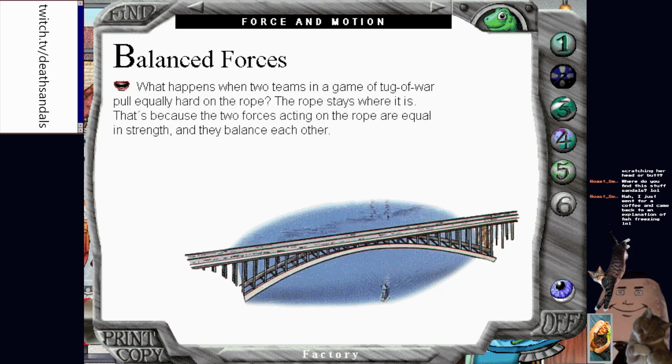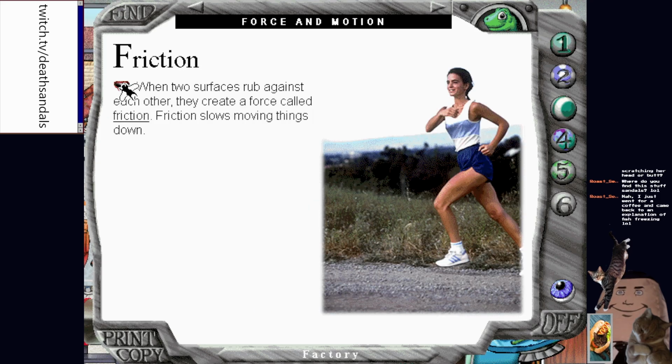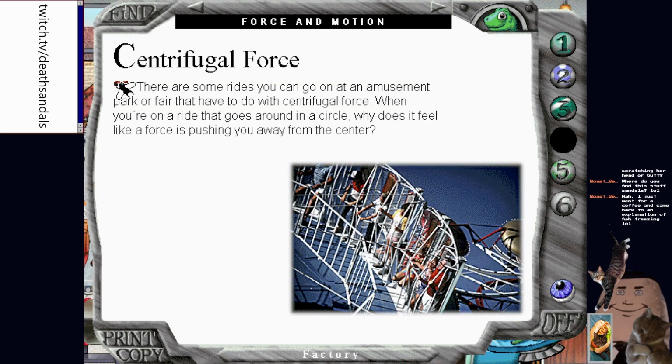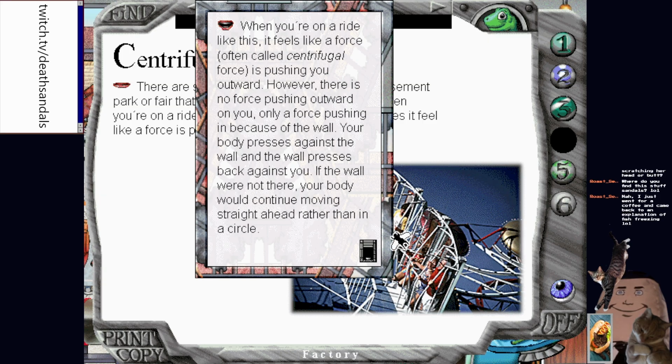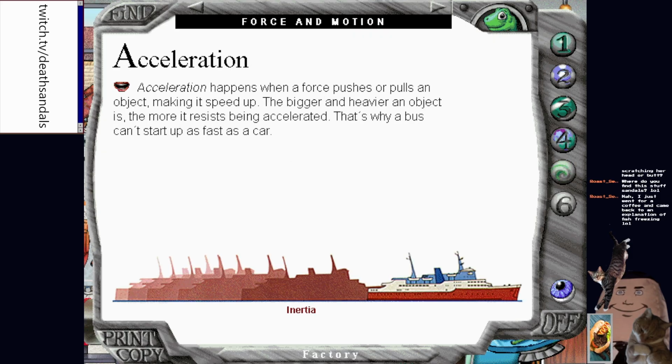Balanced forces. What happens when two teams in a game of tug-of-war pull equally hard on the rope? The rope stays where it is. That's because the two forces acting on the rope are equal. I'd like the voices just to be off by default, though. Friction. When two surfaces rub against each other, they create a force called friction. Okay, fair enough. Centrifugal force. Do we get any video when you're on a ride? That's a little bit slack.